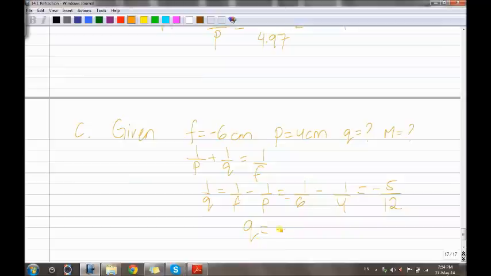So 12 divided by 5, so -2.4 centimeters. Now let's find the magnification. So M will be -Q over P. So the Q here is negative, and there's a negative in front, so they will cancel each other. So 2.4 over the P, which is 4. So 2.4 divided by 4, which is 0.6. So the M is 0.6.